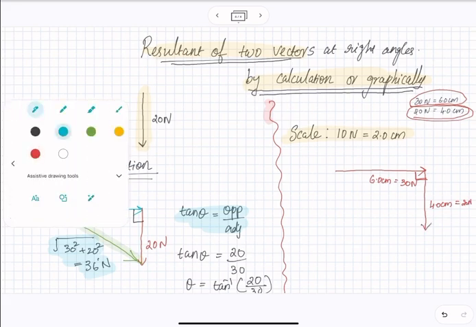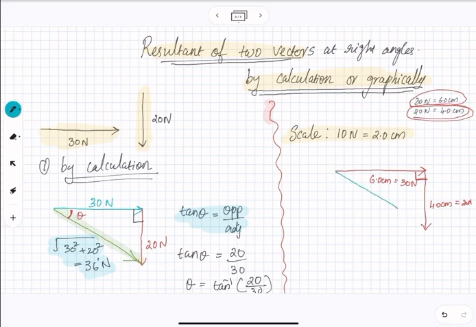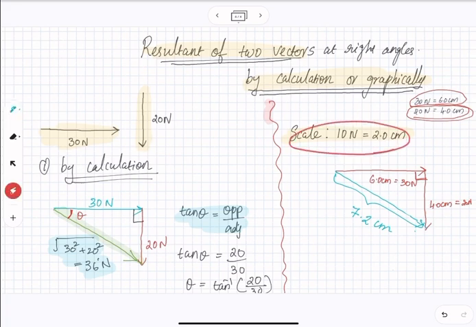Then using the ruler, connect the third side. Then measure the length of the resultant, and we will get 7.2 centimeter. So we can convert back using our scale. 2 centimeter is 10 Newton. Therefore 7.2 centimeter will be equal to 36 Newton. So that is the resultant, and we need to find out the angle.